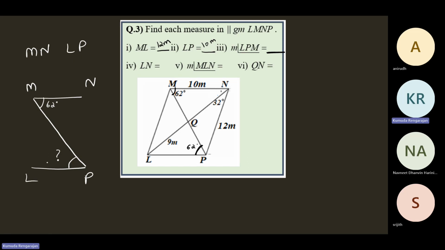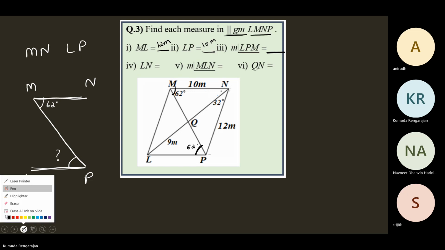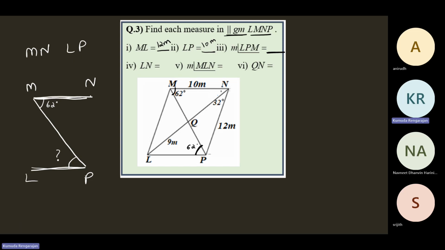So this is correct. MN is parallel to LP, because it's given that LMNP is a parallelogram. It's not marked. We don't see the arrowheads here. But it's given in the question that LMNP is a parallelogram. So the parallel lines to be considered are MN and LP, and the transversal is MP.